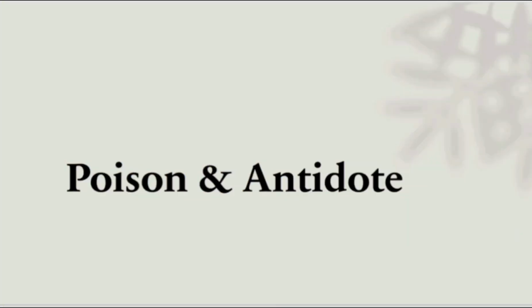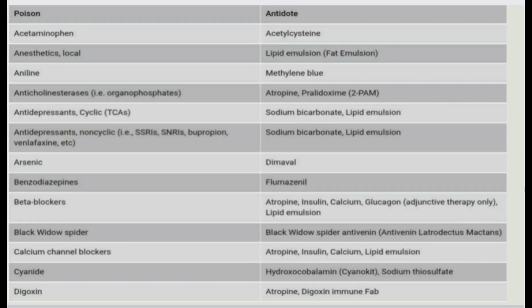Poisons and their antidotes. Here I have mentioned a full list of the important poisons and their antidotes. For acetaminophen poisoning, acetylcysteine is the antidote. For anesthetic poisoning, lipid emulsion or fat emulsion is used. Then for aniline poisoning, methylene blue is the antidote.